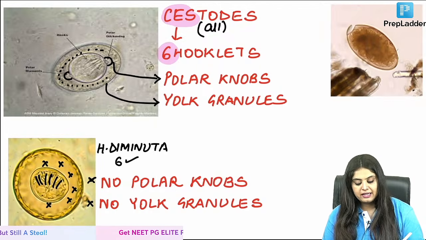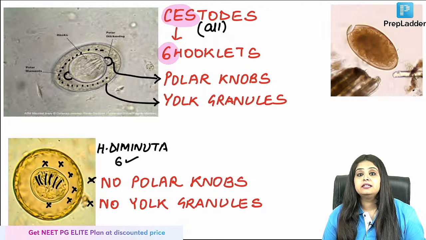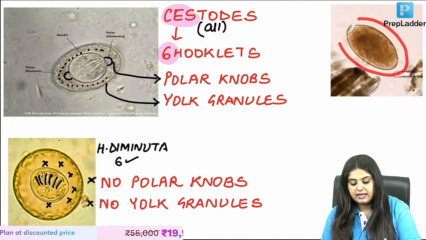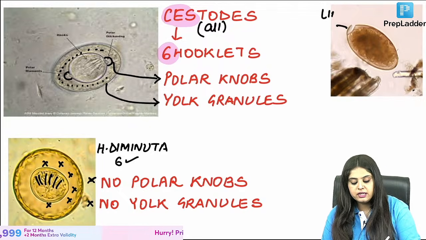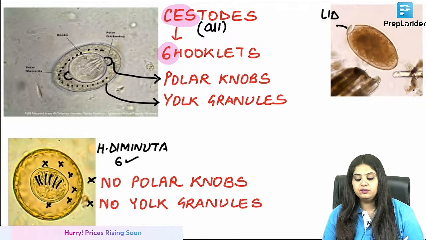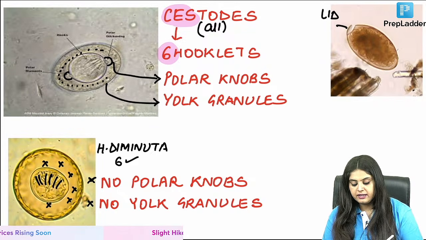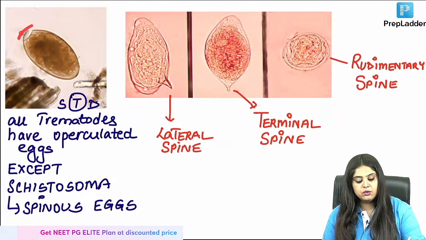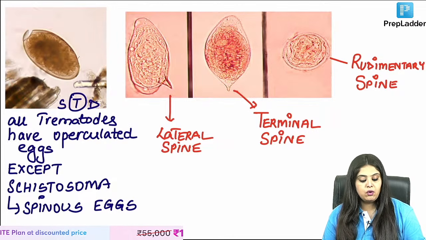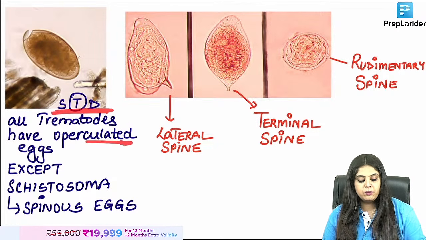Very good. Coming to the next one. What is this? If you see an egg and that egg has a lid on top of it, the lid is there for protection of the egg, and that is known as an operculated egg. What do we need protection against? STDs. So if they ask you about STD, please note all the STD have an operculated egg.